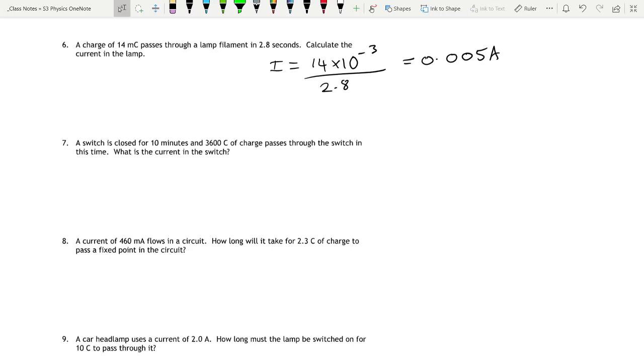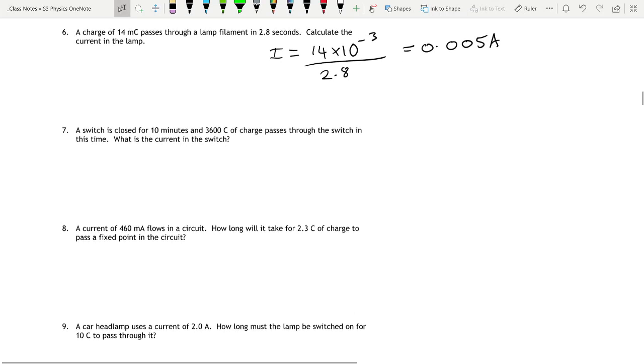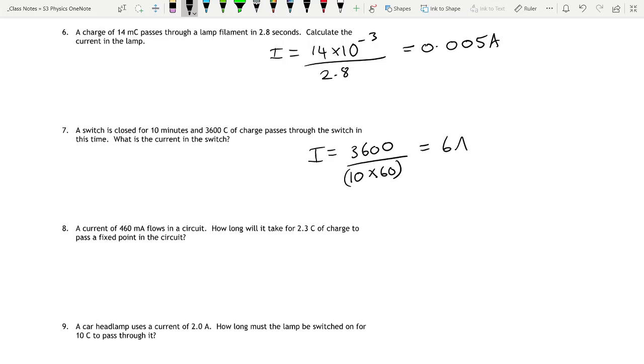Number 7, a switch is closed for 10 minutes and 3,600 coulombs of charge pass through the switch. What is the current? So current is charge divided by time. The time is 10 minutes. We have to change that into seconds, and that comes to 6 amps.